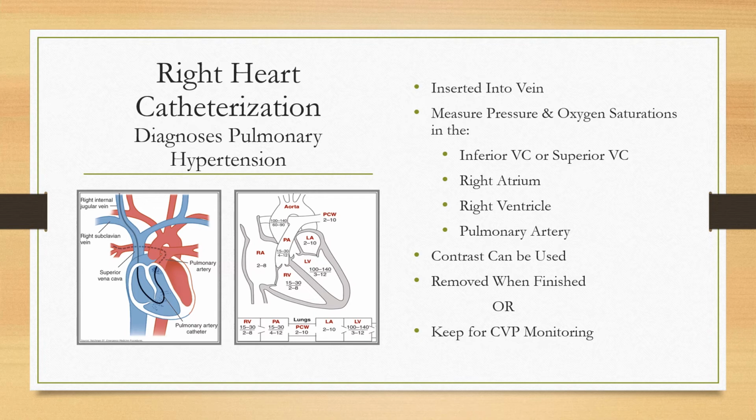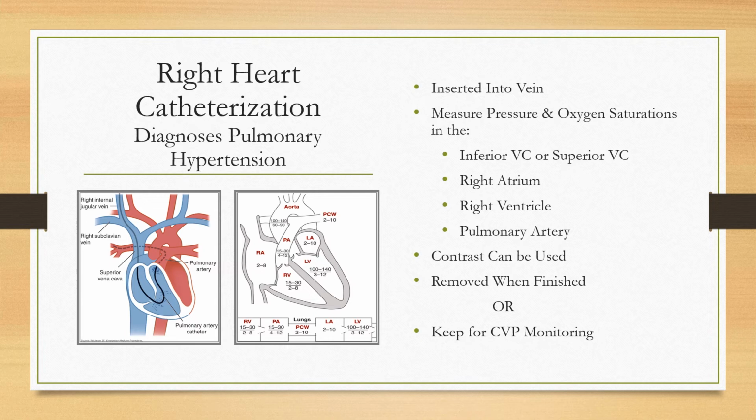And you can see the image on the left there that the catheter is coming from the jugular vein, and it's threaded down, and on the way down it's taking pressures. Okay, and look at the pressures at the right side of the heart. They're low, right? It's the venous side. So the right atrium, very low, right? 2 to 8 millimeters of mercury. Right ventricle, when it pumps, 15 to 30.